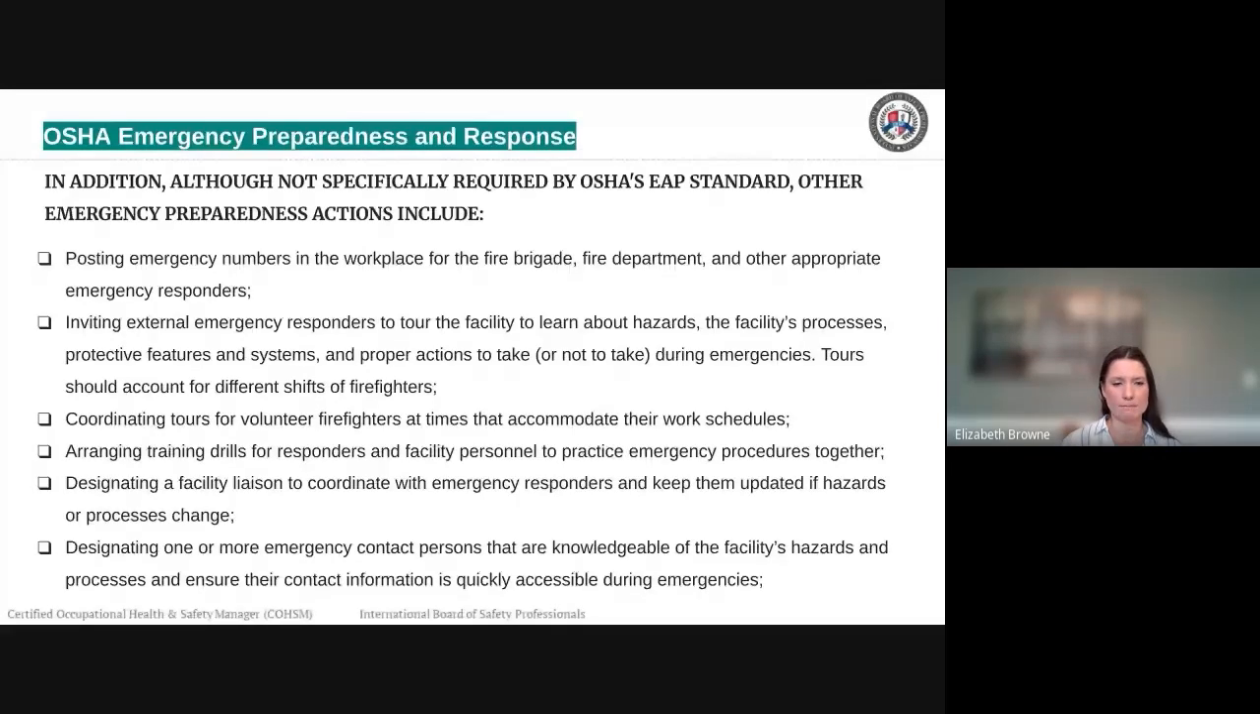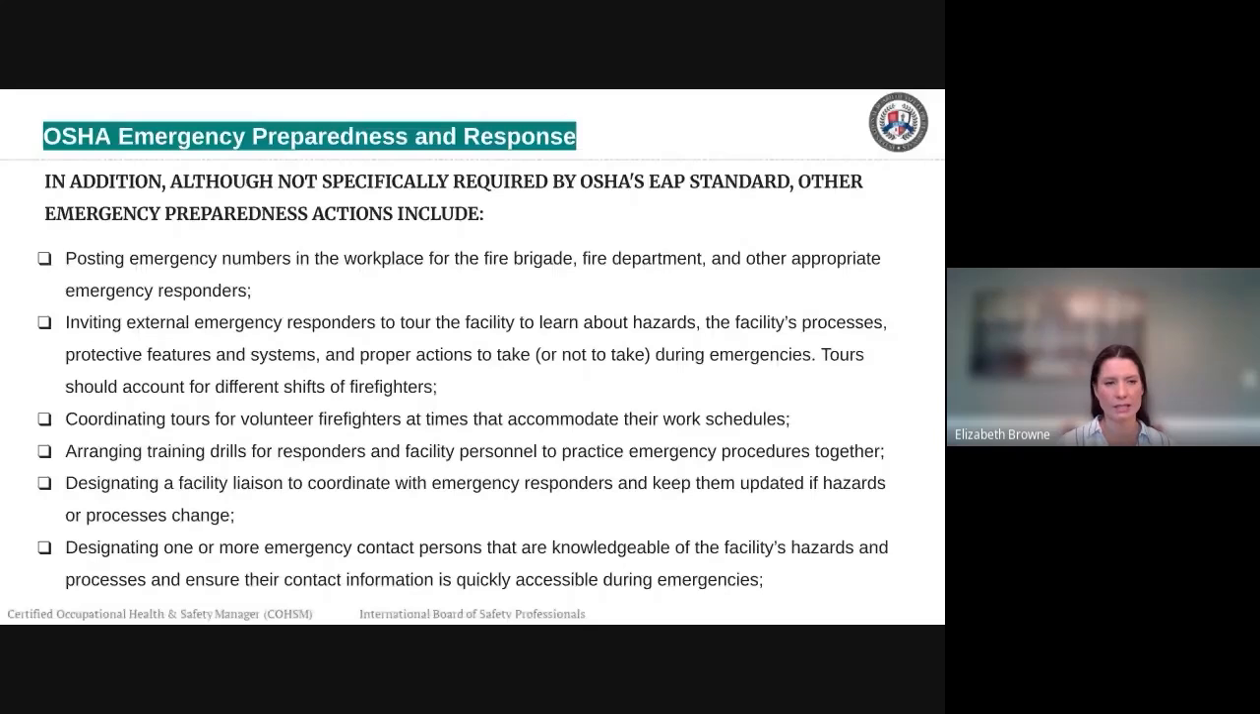We also want to arrange training drills for responders and facility personnel to practice emergency procedures together. Having training drills, whether you coordinate with outside emergency responders or not, is a very effective way to ensure that at least some of the people will act in an organized manner in the face of an actual emergency, instead of acting with panic and confusion.